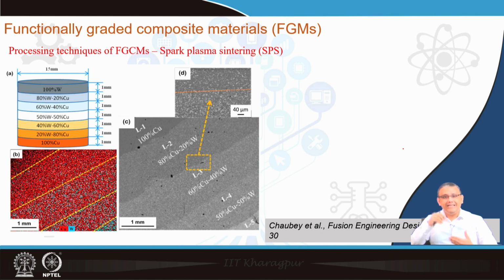But we can see in this FGM structure a very smooth transition from one layer to another, and the interlayer regions are very clean. This is a very high quality material with nice properties for potential fusion reactor applications.